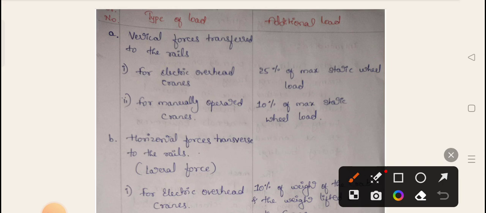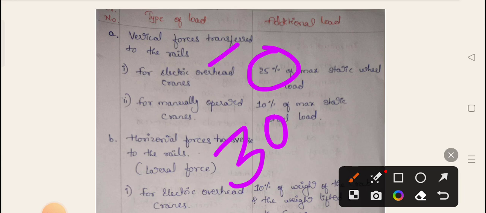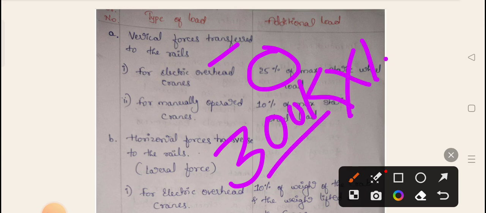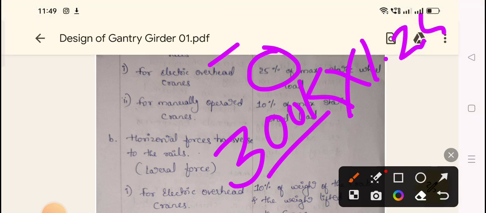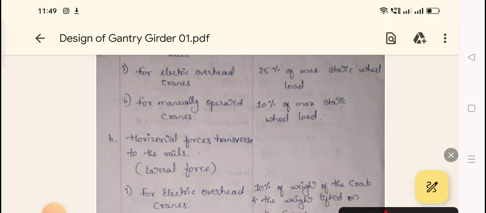For vertical forces transferred to the rail, for electric overhead cranes, if it is electrically operated, how much are we supposed to consider? 25% of the maximum static wheel load. Means if 300 kilonewton is the maximum static load that is coming, we have to increase it by 25%, that is, multiply by 1.25, if it is electrically operated.